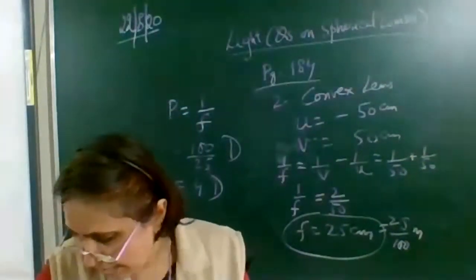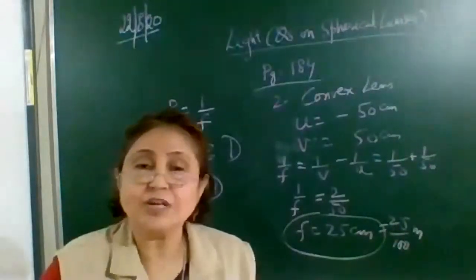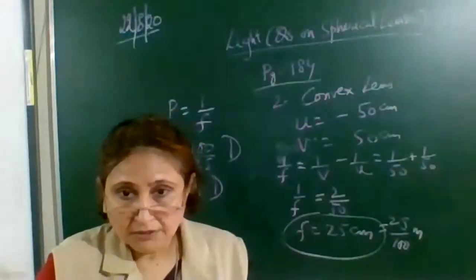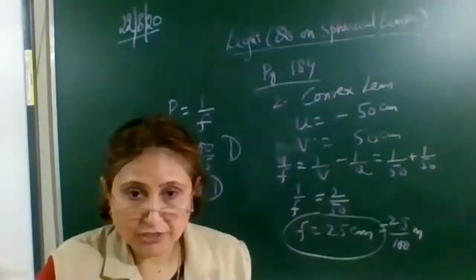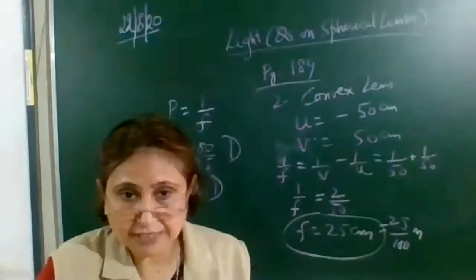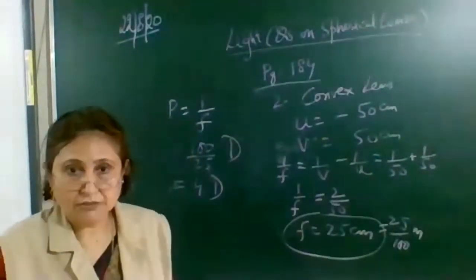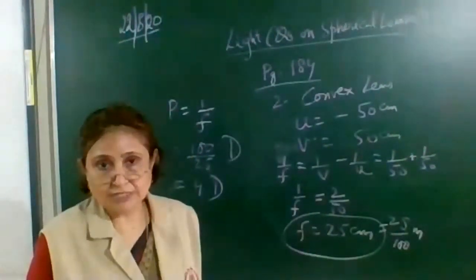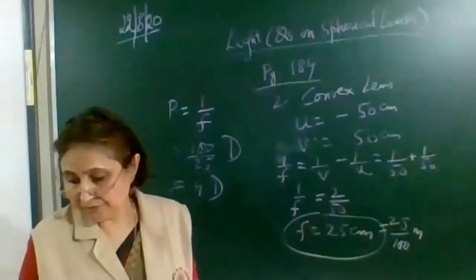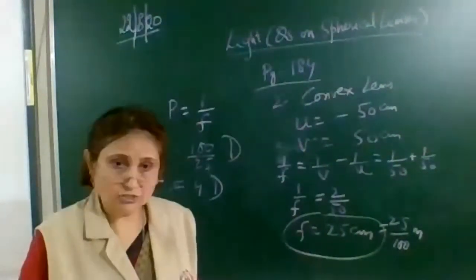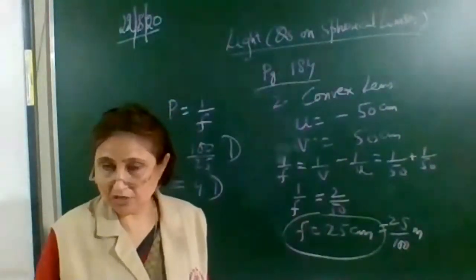Question number 3 is: find the power of a concave lens of focal length 2 meters. And those who have not done it, I give you 15 seconds to solve it. Then I'll write on the board and you can check your answer. Find the power of a concave lens of focal length 2 meter. Concave lens.